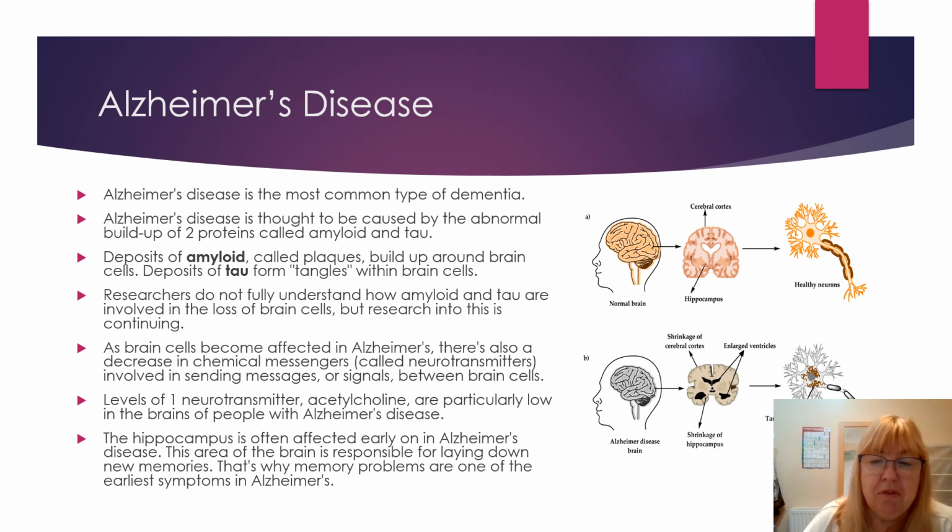The hippocampus is often affected early on in Alzheimer's. When we looked at the brain, it's right at the base here, and it's responsible for laying down new memories. And that's why memory problems are one of the earlier symptoms that we see with Alzheimer's particularly, because it affects the hippocampus and makes it shrink. When it shrinks, it's not working as well anymore. So memory problems are often one of the first things you spot.